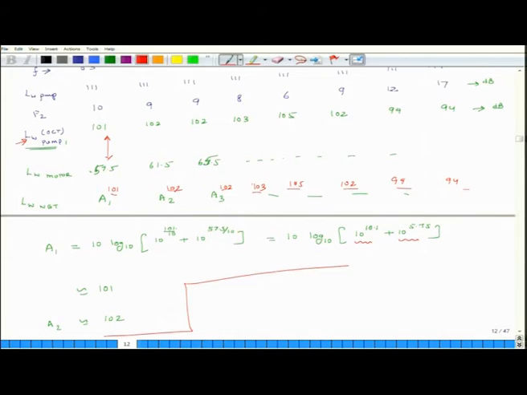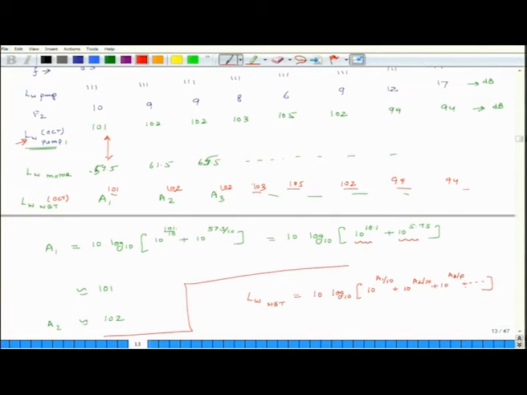One way I can compute is LW net, in octave bands. So what is our goal? I have to compute LW net. It is 10 log of 10 to the power of A1 by 10 plus 10 to the power of A2 by 10 plus 10 to the power of A3 by 10.